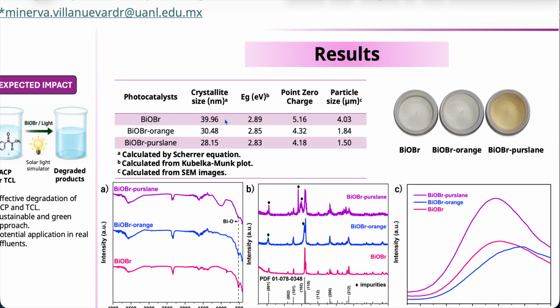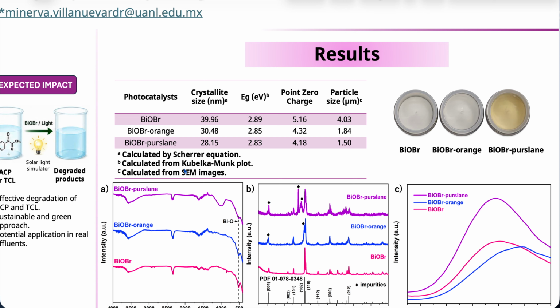The changes were also reflected in the physical properties, as shown in this table. The crystallite size decreased from approximately 40 nanometers for pristine bismuth oxybromide to 30.5 nanometers for bismuth oxybromide with orange and 28.2 nanometers for bismuth oxybromide with purslane.